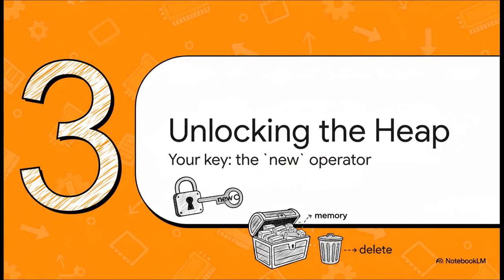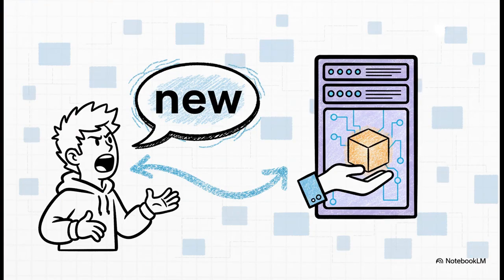And this is where we get our superpower. This is how we break through that wall. We're going to use one little keyword that is basically the key to unlocking all that flexible memory sitting on the heap. And that magic key is the new operator. When your program is up and running, new is your way of tapping the operating system on the shoulder and saying, hey, I need a piece of memory from the warehouse right now.